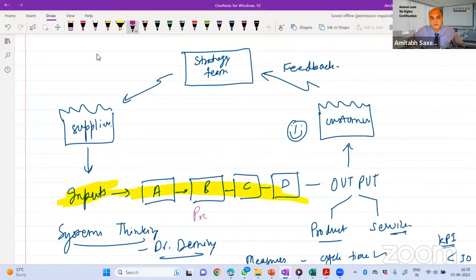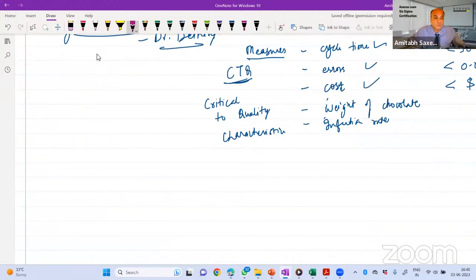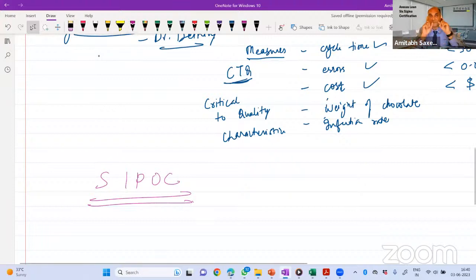We call it as process. So take S from suppliers, I from inputs, P for process, O from outputs, and C from customers. You get something called as CPHQ, which is a very, very important tool in quality. So whenever you're thinking of improving anything in an organization, the first thing is you have a process approach, and to have a process approach, best is build a CPHQ. So I'll come to that.